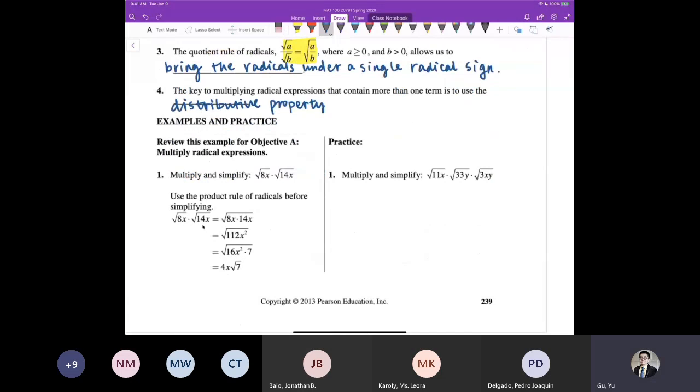Number 1, multiplying and simplify. So we have radical 11x times radical 33y times radical 3xy. The way I like to do it is I like to regroup the numbers in my expression, put all the numerical parts together, put all the variable parts together, and ideally, you also want to separate the variable parts based on the variable.